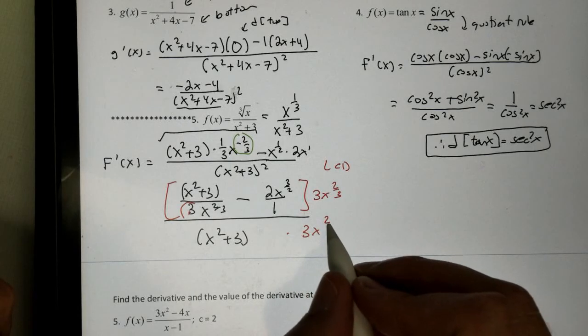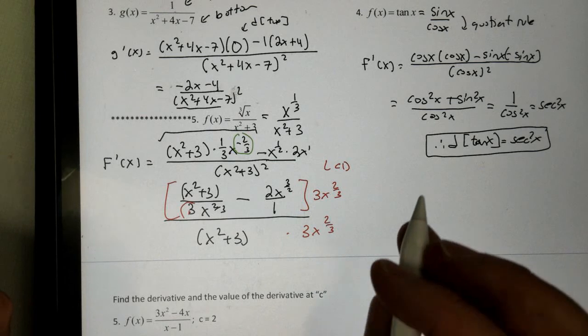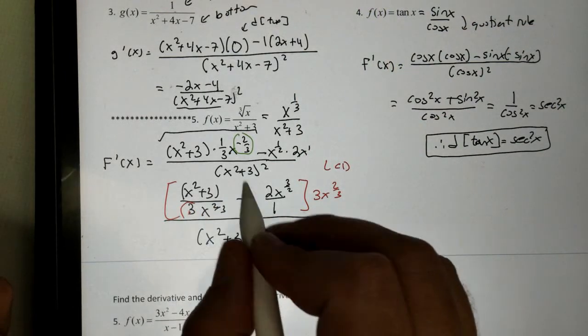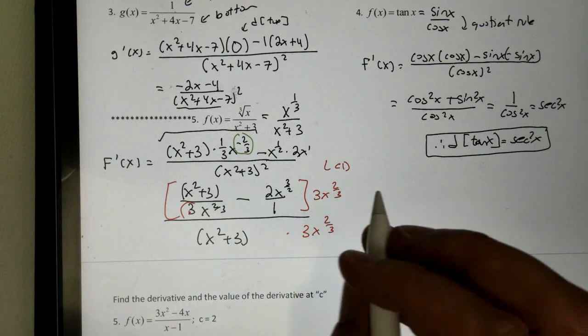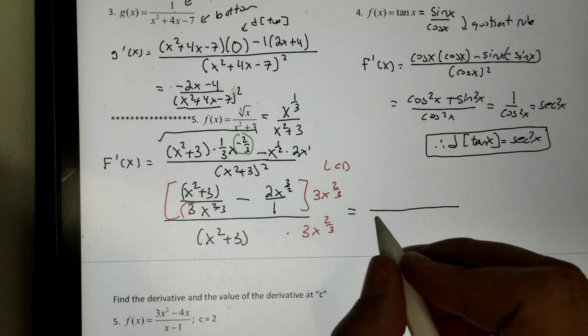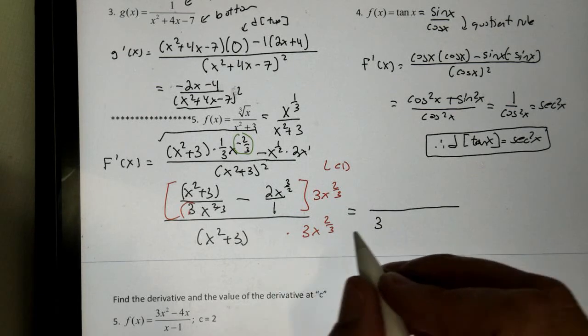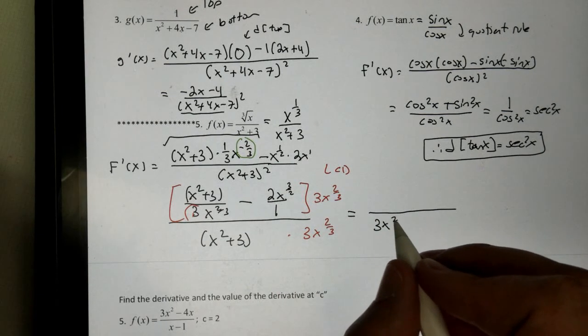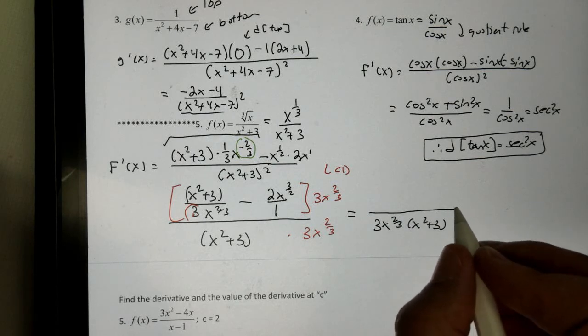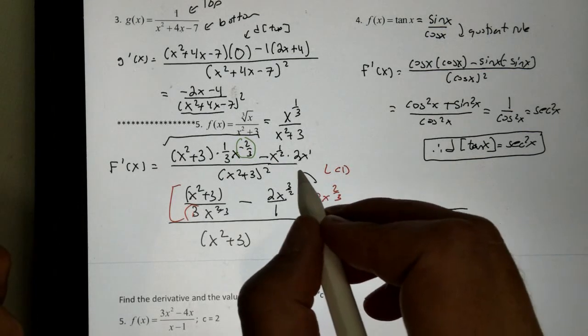Of our complex fraction. This is called a complex fraction, because it's a fraction over a fraction. And when we do this, something really cool happens. The bottom is simple. We're going to get 3 times the x to the 2/3 times this x squared plus 3. But on top, let's see what happens when I distribute.